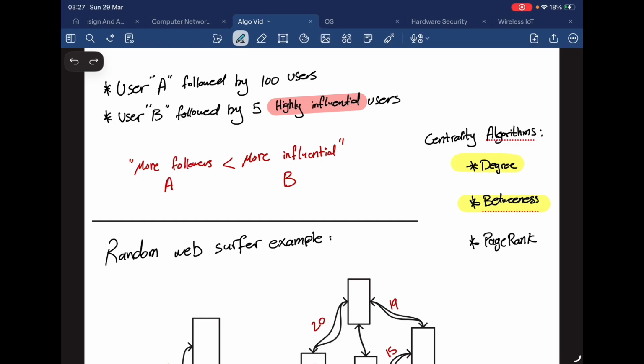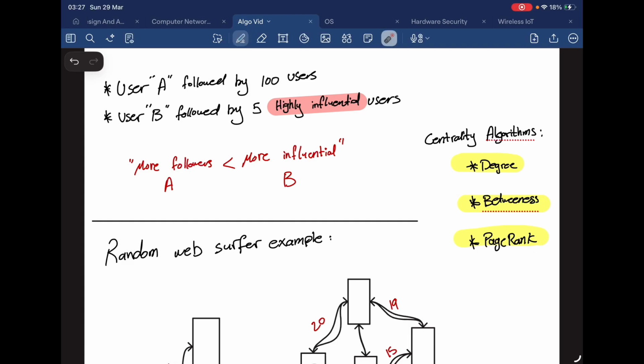Now I will explain PageRank, which is a more advanced and realistic method for measuring influence in a graph. PageRank was originally developed by Google to rank web pages, but the same idea applies directly to social networks. The key idea behind PageRank is the following. Not all connections are equal, and a node is important if it is pointed to by other important nodes. This creates a recursive definition of importance.